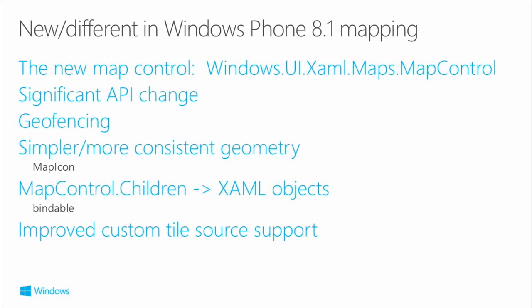But we can still do XAML objects. And we can put them into our map control.children, which makes them bindable. And this is new from Windows Phone 8.0. And that's really valuable. It's nice to have binding back in the applications. Finally, we have improved custom tile source support. So if you don't like any of the tile sources that we provide in the map control, you say, I've got a better tile source for that, you can take that tile source and apply it to the map control and effectively create your own map.